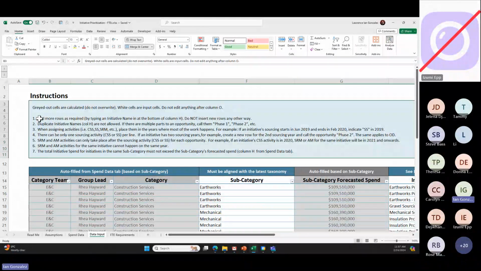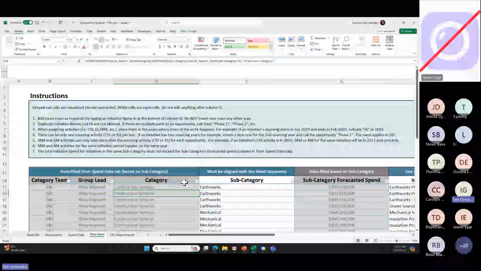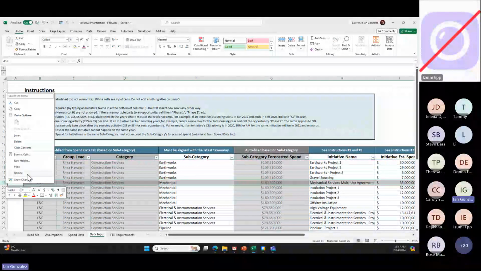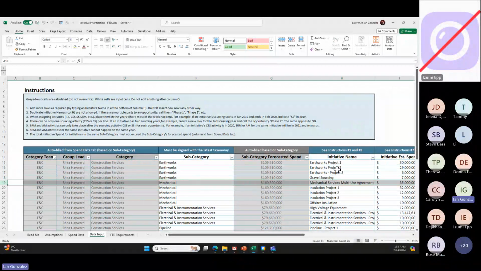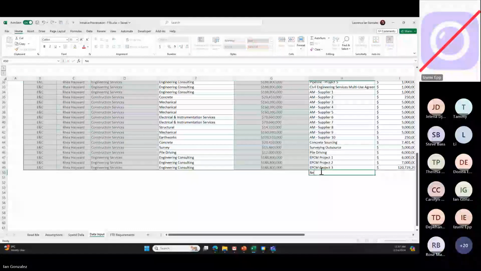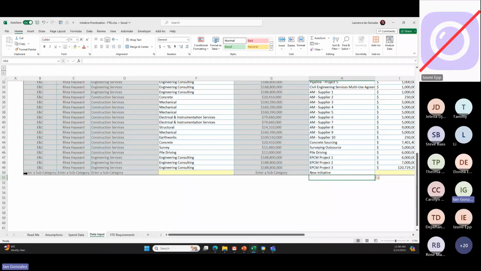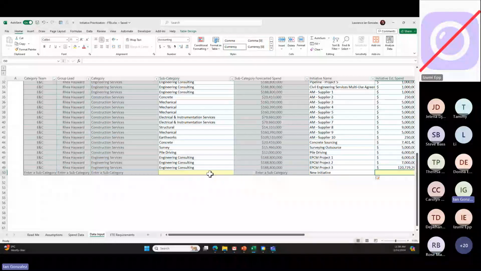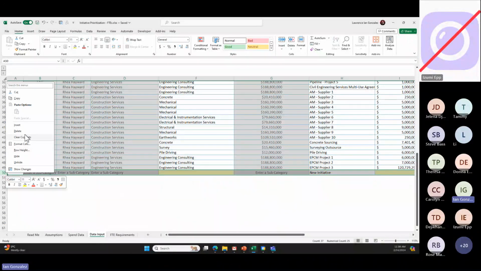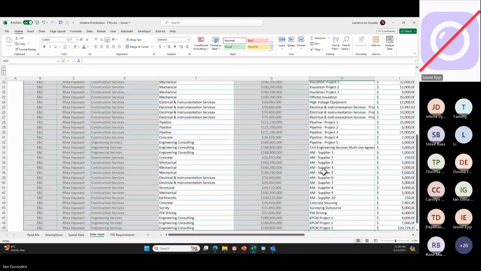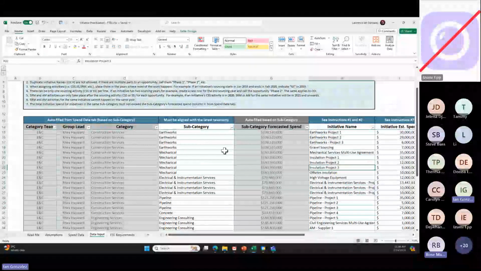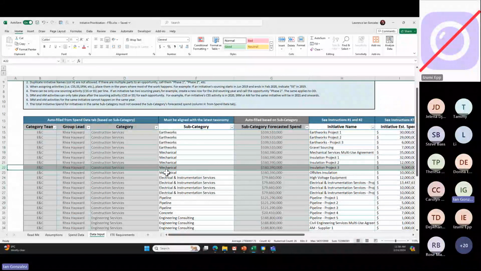Number 1, add more rows as required, by typing an initiative name at the bottom of column H. Do not insert new rows any other way. You cannot right click like this and insert. Don't do it that way. Go to column H, go to the very bottom and type a new initiative, and press enter. It will create records for that, and then you see the lines in yellow. That means that's what it needs right now. So that's the only way to add rows to this. You type at the bottom of the table. You can delete the stuff when you start using this, but you do not do right-click insert. Don't do that. Next.